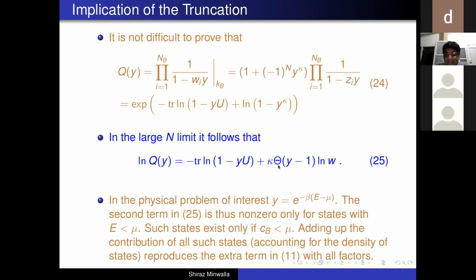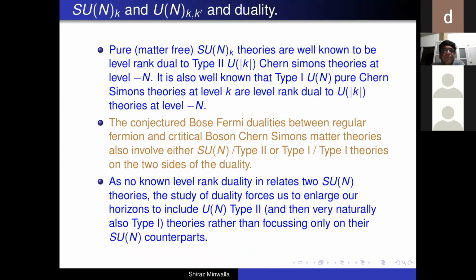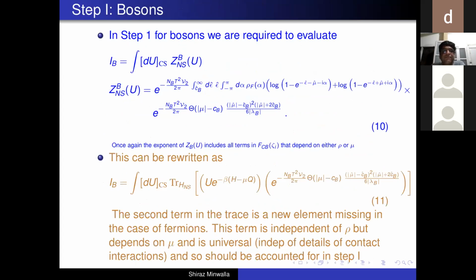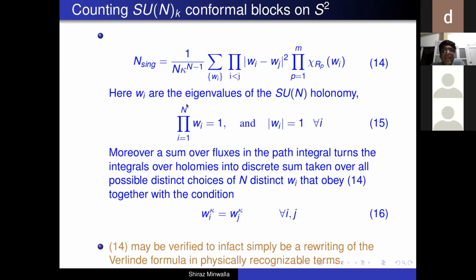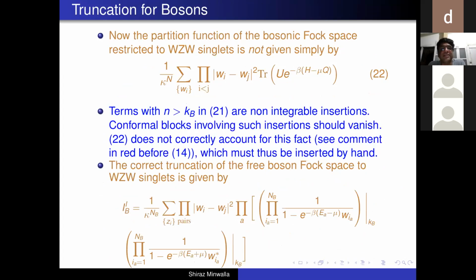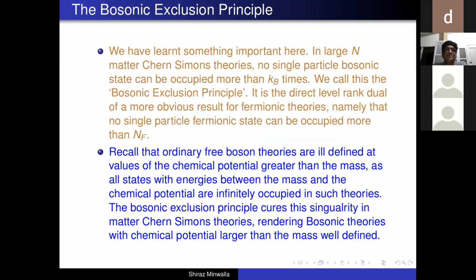When you plug this in and you do it state by state and you put in all the numbers, you find this precisely reproduces this funny theta function term that we had for the bosons, with all the 2 pi's and square roots of 2. So both for the bosons and the fermions, all we're doing is taking this free Fock space and truncating to Wess-Zumino-Witten singlets. So we've learned something important here.